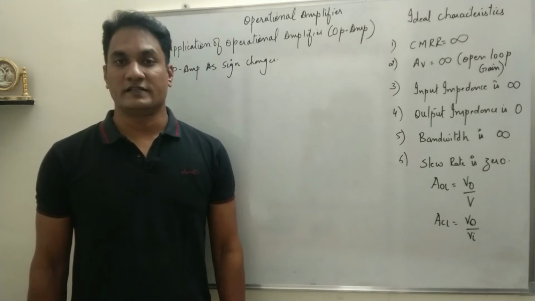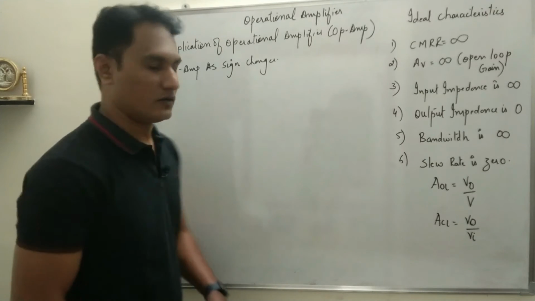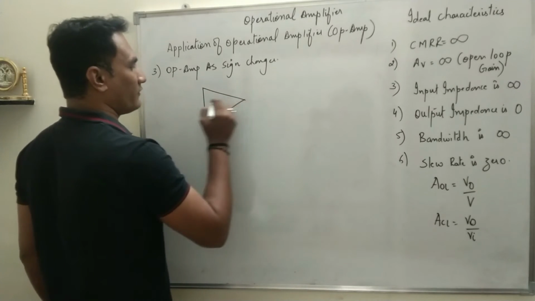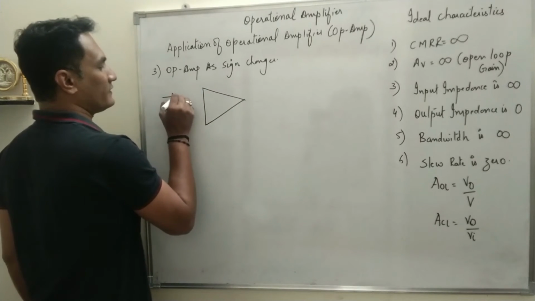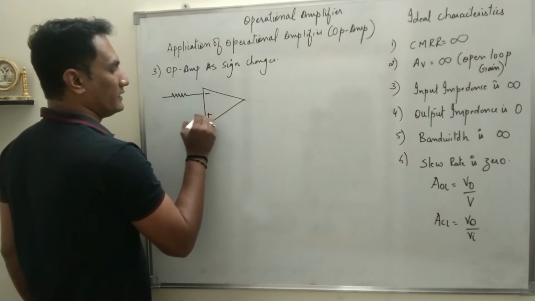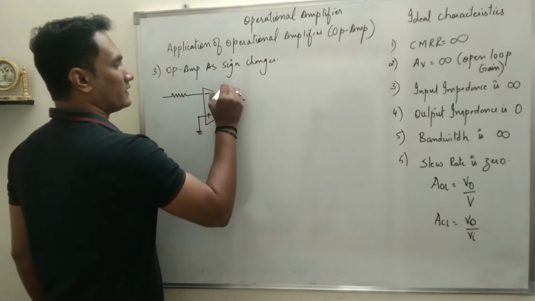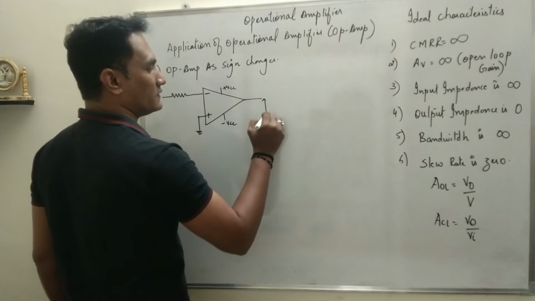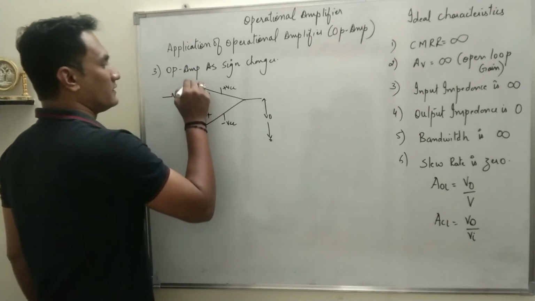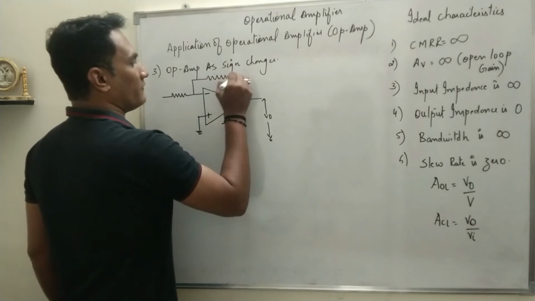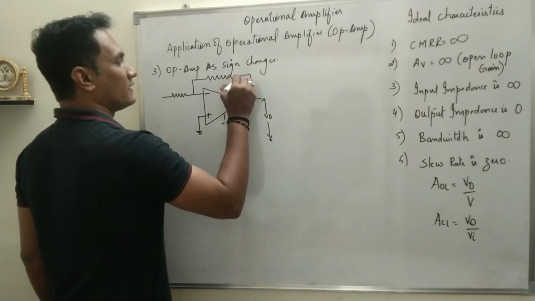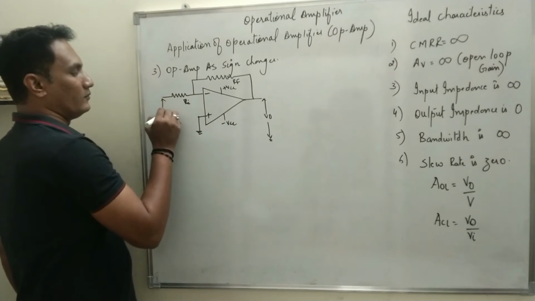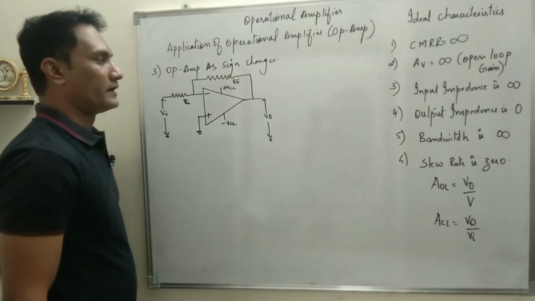The next application is op amp as sign changer. Okay, I will draw the diagram. You have to identify what type of operation will be performed by this circuit. Okay, so this is the circuit diagram. Plus VCC, minus VCC, this is the output voltage, and there will be a feedback resistance which is Rf, this is Ri, and the input voltage connected to ground.